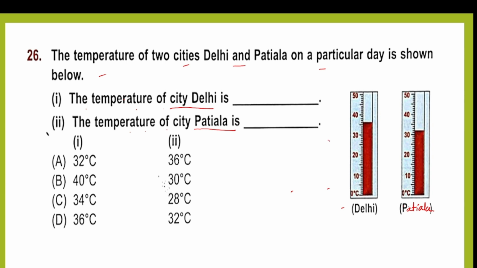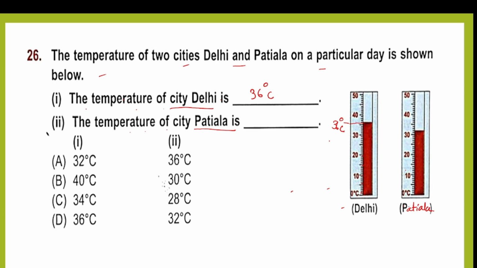So we can find out the temperature of Delhi. If we see, this starts from 0, then 5, 10, 15, 20, 25, 30, 35. So this is what? A 36 degree Celsius. Therefore, the temperature of Delhi is 36 degrees Celsius.